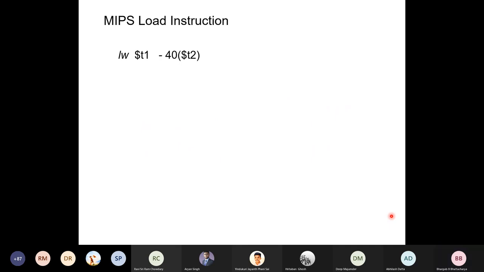Load word. Load word from memory to a register. From which location of the memory? T2, like the value in T2 minus 40. Or value in T2 means T2 is a 32-bit register. So that will have some 32-bit value and we subtract 40 from it. That will give us some other value. That will be the index of the RAM or memory we want to access. Yeah, so that will be the address of my memory location, right? Yes, sir. From where I need to fetch the data.